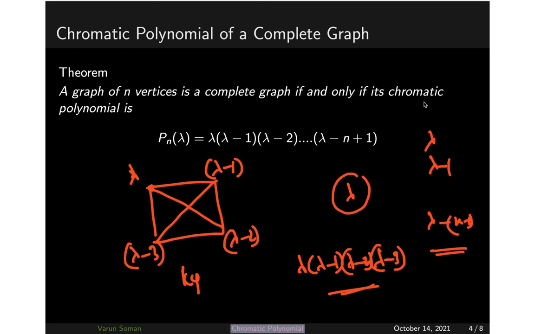Okay, so again it's an if condition. That's very simple, because if it is a complete graph, all the vertices are adjacent. So if the first vertex is given lambda colors, the second vertex can be colored using only lambda minus 1 colors now, because it is adjacent to the first vertex. Again the third vertex is adjacent to the first one and second one, so definitely it could be colored using only lambda minus 2 colors. So using that same logic you can prove the if and only if condition also. Okay, so let's go through this. I have already given it here, so it's a very straightforward calculation.